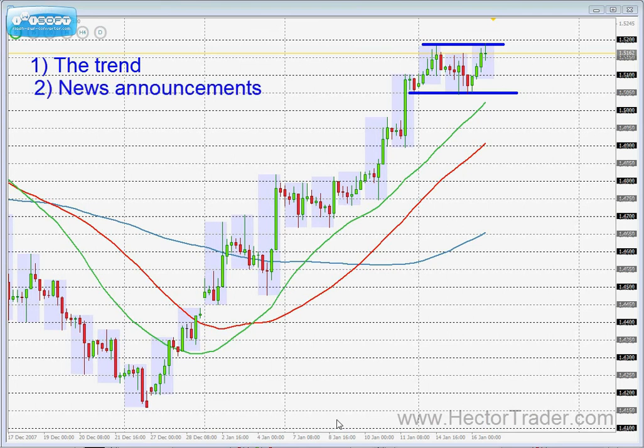Second element: is there any news announcement coming out today? Any news announcement involving the euro or the Canadian dollar? Remember that we are looking to trade the euro against the Canadian dollar. I want to have a look into my economical calendar and see whether there is any significant news coming from either Europe or Canada. I've already checked my economical calendar. There is nothing really important coming out today on either of those two currencies.